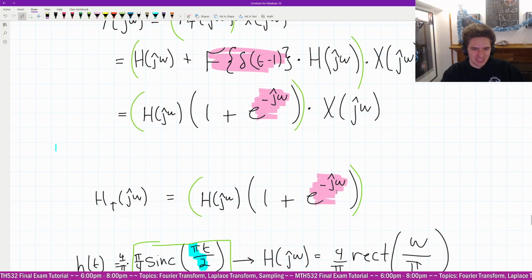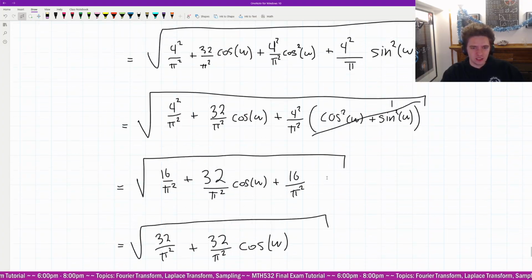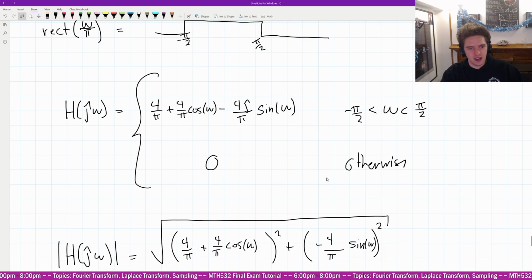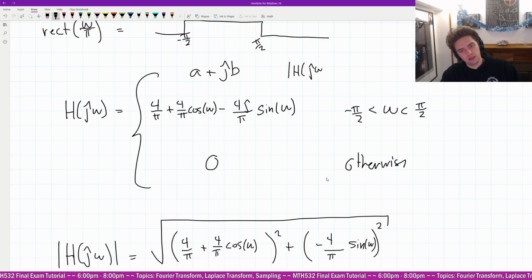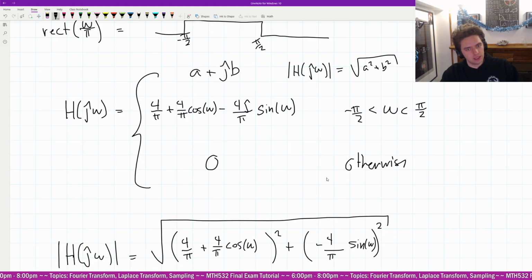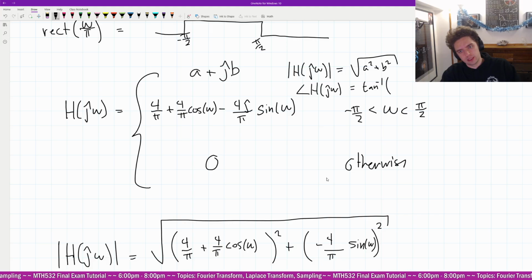It's just a lot of algebra. That's the thing. The process is fine. So the process, just to remind you, is we want to find H of j omega. We want to write it as a plus j b. And then to find the magnitude of H of j omega, we just find the square root of a squared plus b squared, leaving out the j. And to find the phase of H of j omega, we want to do tan inverse of b over a.